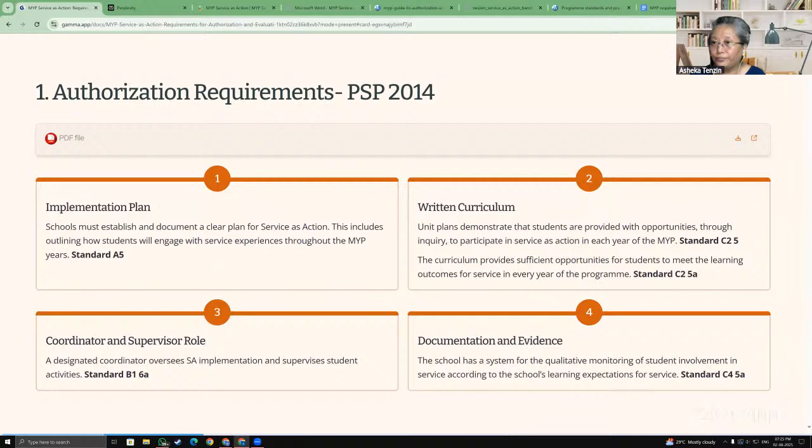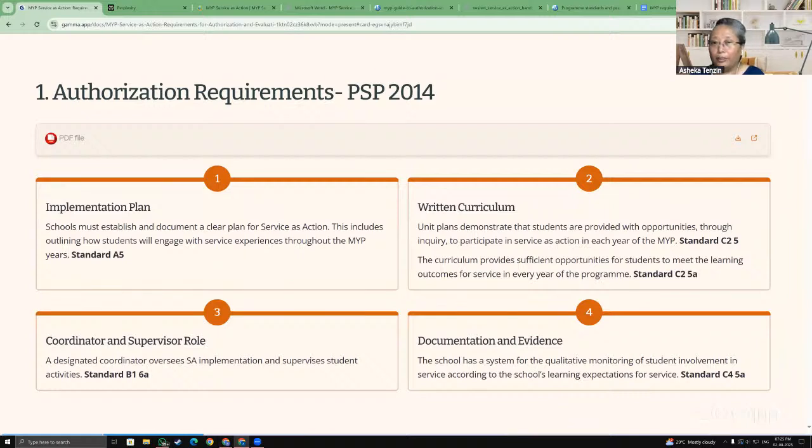While planning your units, it is a requirement that there have to be some units in each grade of your subjects where you are linking service as action to the curriculum. So that's a requirement, as you can see in this presentation, written curriculum.